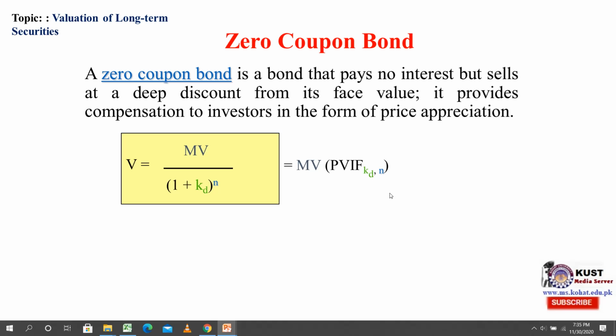So how will we value this zero coupon bond? We will discount its maturity value at the required rate of return. The required rate of return, as we discussed in the earlier chapter, is the rate at which the investor is willing to invest at the same risk level that the zero coupon bond poses. So the market value is discounted using the present value interest factor of a single amount.